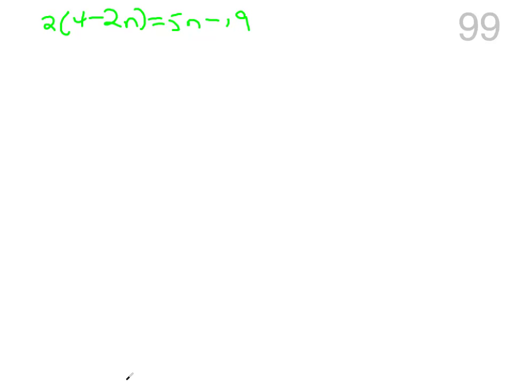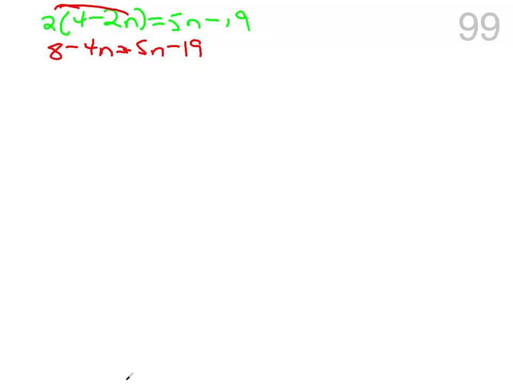Now let's get a chance to review a couple of the ideas we just spoke of. When I see this number outside the parentheses, what do I always do? Multiply. What's that fancy word for multiply? Starts with a D? Distribute. Good. So what's 2 times 4? 8. And what's 2 times negative 2n? Negative 4n. Equals 5n minus 19.